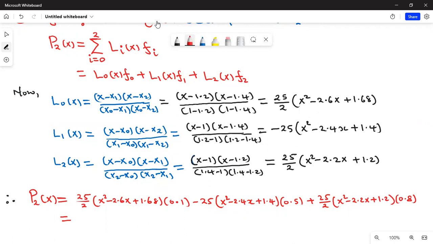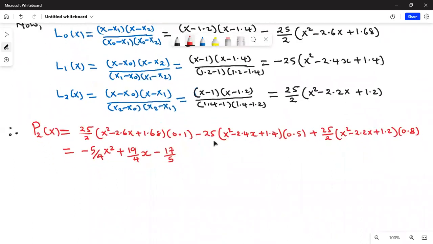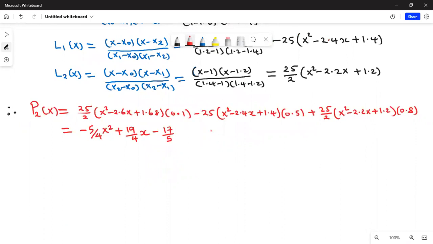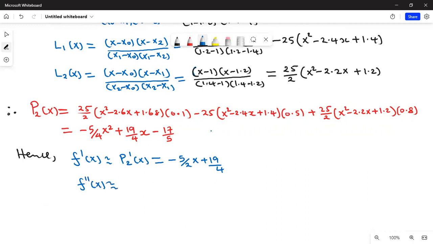So let us simplify this expression so that you see what you get. We need to simplify even before we proceed to find the derivatives. So when you simplify, this is what you need to get: negative 5 over 4 x squared plus 19 over 4 x minus 17 over 5. Now let's find f prime of x and f double prime of x. Hence, f prime of x is approximately equal to P2 prime of x. When you differentiate, you get negative 5 over 2 x plus 19 over 4. F double prime of x is approximately equal to P2 double prime of x.